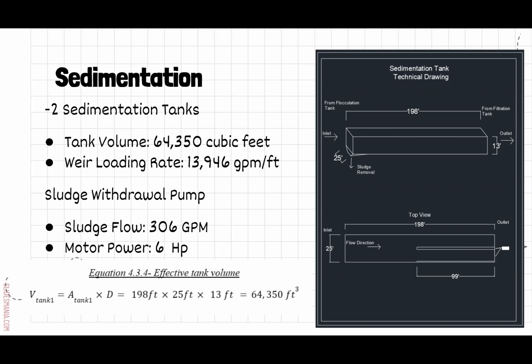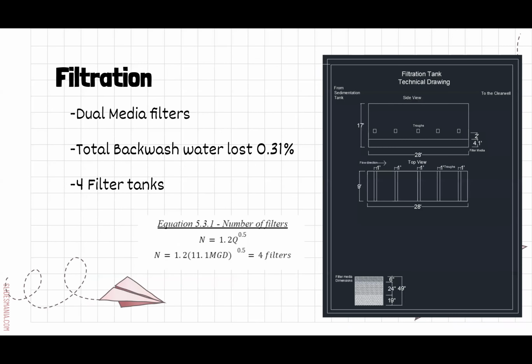The sludge collection will be a chain flight system with a 75% efficient 6 horsepower sludge withdrawal pump based on the pump head of 60 feet and a sludge flow of 305.6 gallons per minute. And next, we'll go into the 4th step of our water treatment process. Go ahead, Daniel. Thank you, Liz.